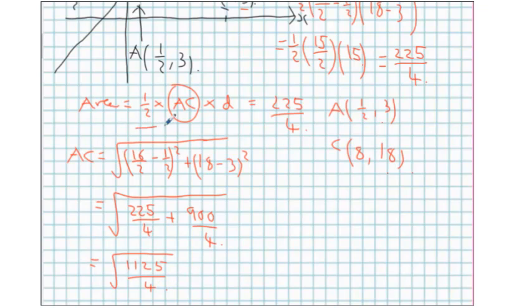So now the area is a half times AC times D. So a half times, well, it's the square root of 1125 over 4. Well, we could say that's root 1125 over root 4, which is another 2. So a half times AC times D, and we know that's equal to the area of the triangle, which we said was 225 over 4.